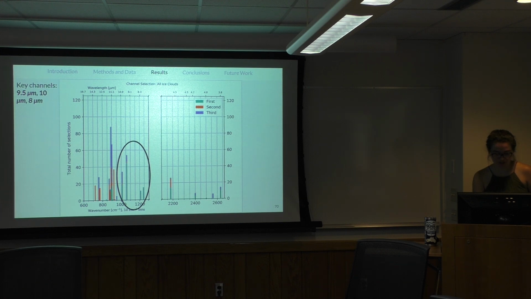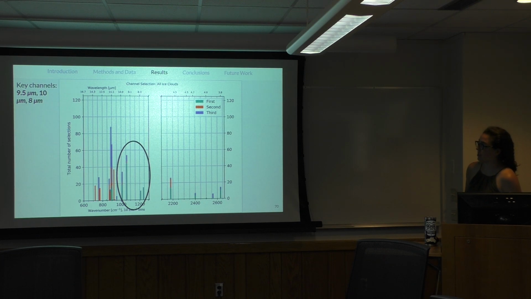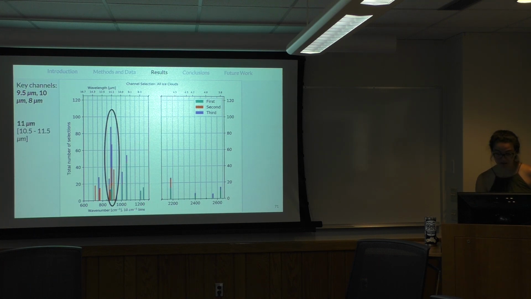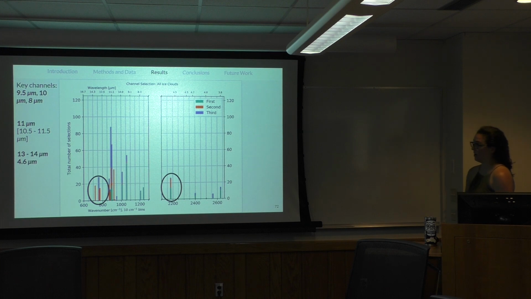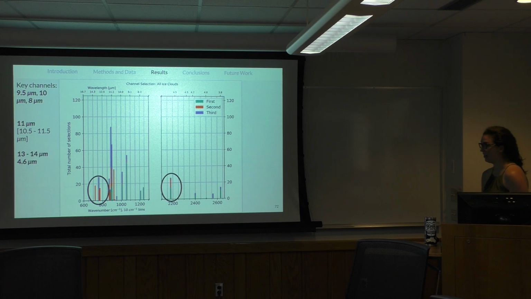So what we notice right away for just these single layer ice clouds is that these channels are ordered based on their frequency of selection. Channels near 9.5 microns, 10, and 8 microns were often selected first as having the most information. We also had channels selected near 11 microns very frequently, and then between 13 and 14 microns and around 4.6 microns as well. So those channels seem to have the most information about our single layer ice clouds. One thing to point out is that those shorter wavelengths in our spectrum were not selected very frequently. They were selected in some cases, but not nearly as much as these channels listed here.